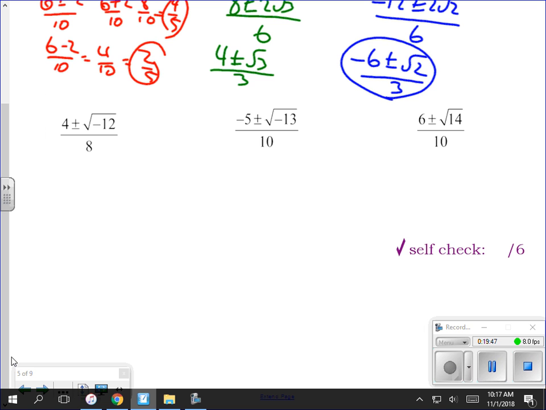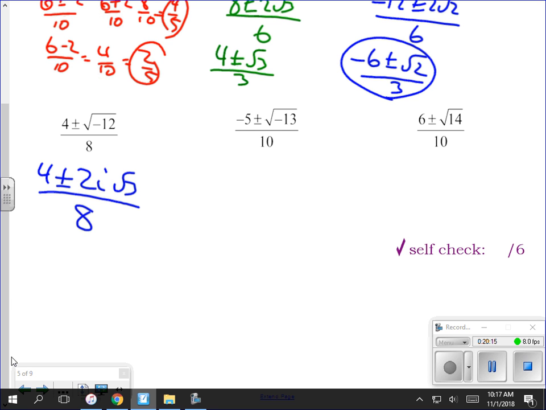Okay. Square root of 12 is 2 root 3. We've done that 3 times now. But I have a negative 1 there, so it's 4 plus or minus 2i root 3 over 8. I have the negative 1 in there, so I have to pull it out and make it an i in front. And you do it in this order: put the number, put the i, put the radical at the end.